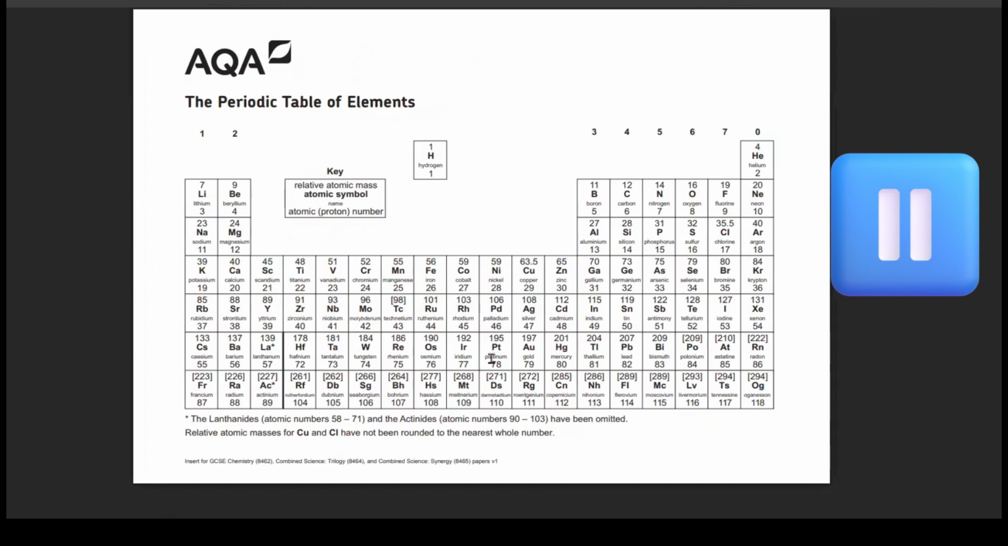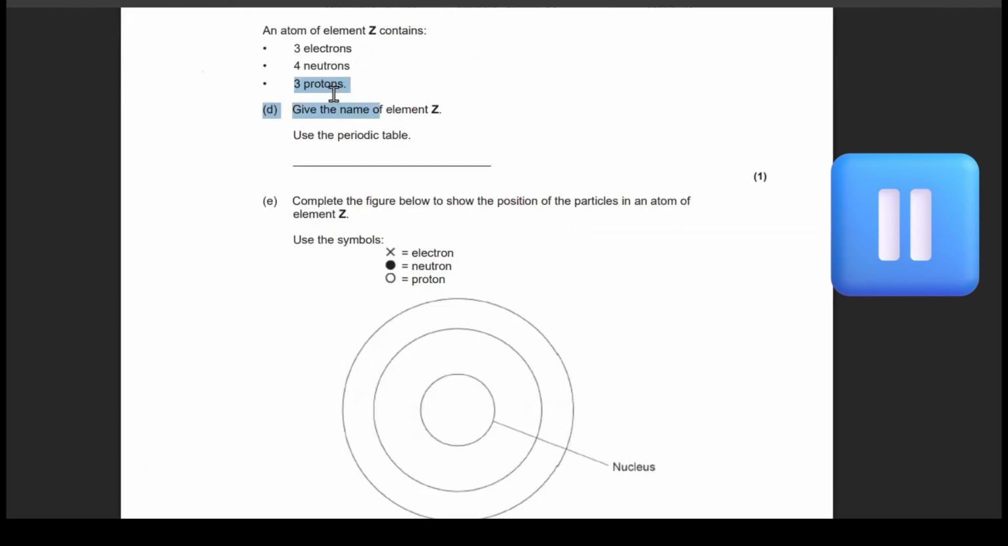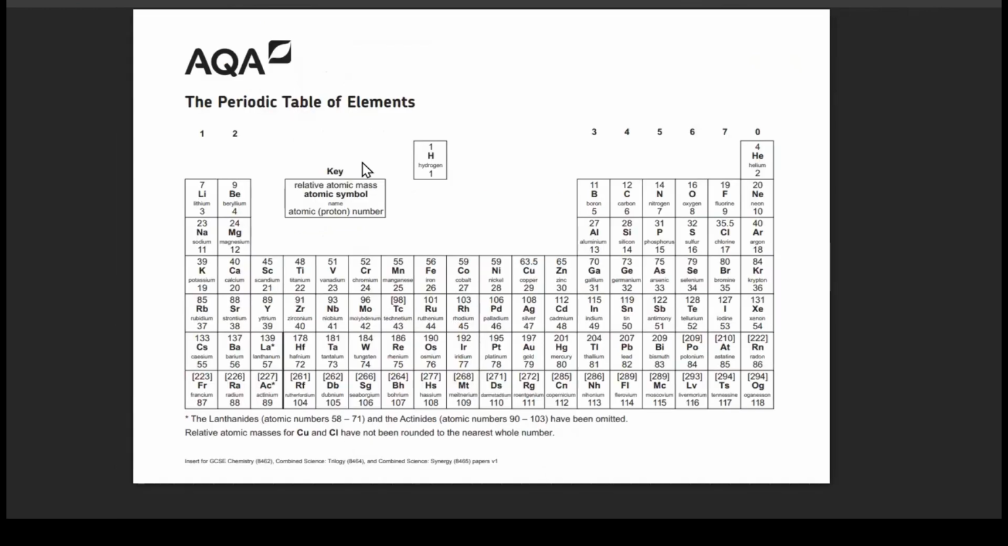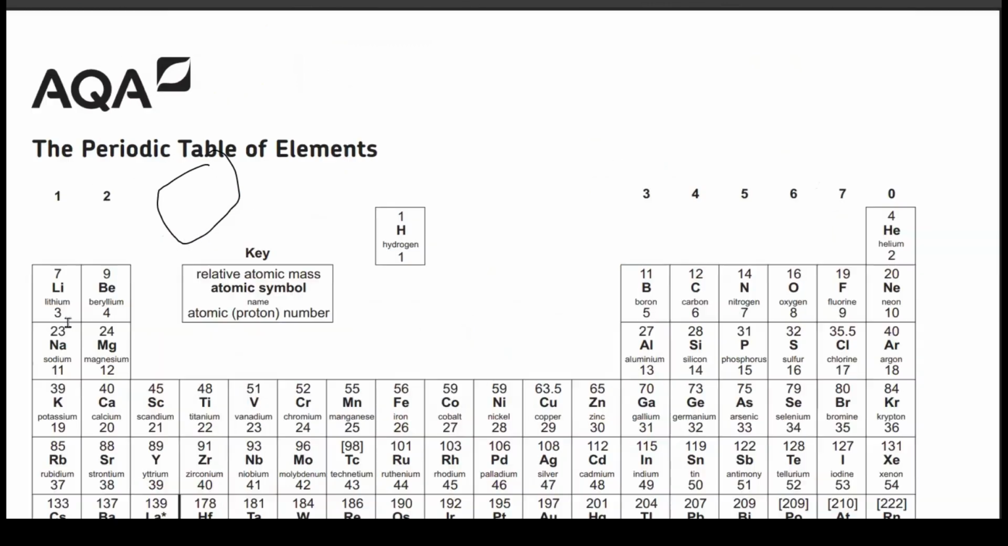So you're going to zing over here. Right, we're looking at protons. That's known as the atomic number. The number of protons in an element tells you what element it is. So we go here, and if you have 3 protons, you are lithium. So you can see that there. In fact, let me zoom in on that. So you can see lithium has 3 protons.